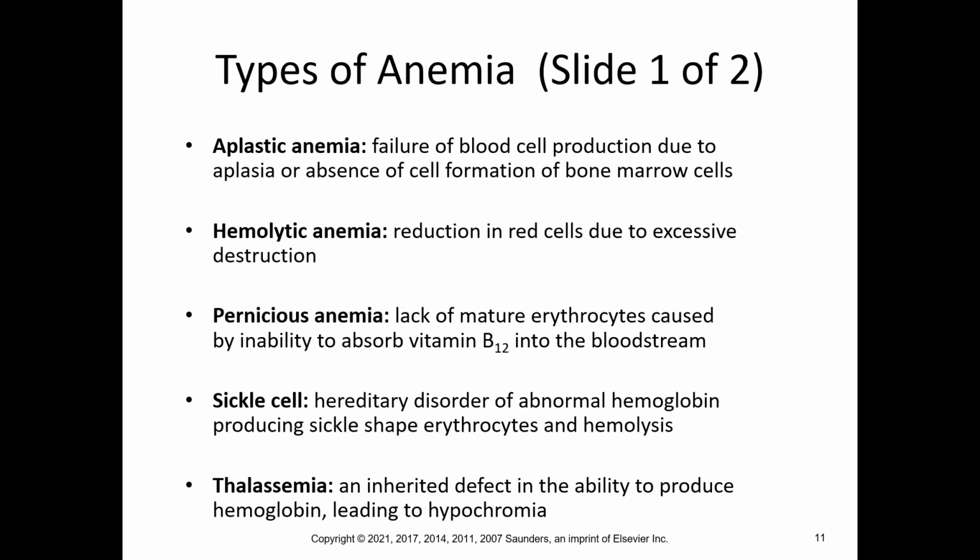Hypochromia translated means undercolored, and because they're low in hemoglobin, meaning low in iron, they don't look as bright red, and so we think of them as less colored than normal.